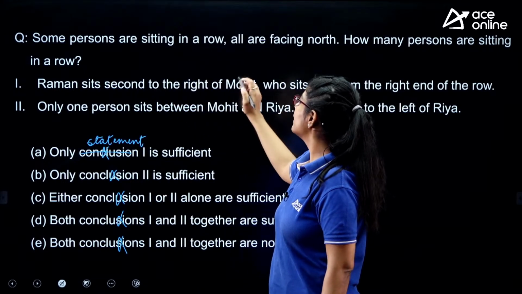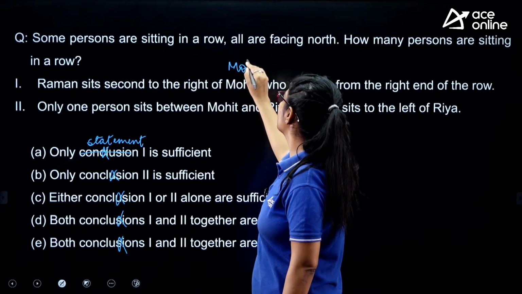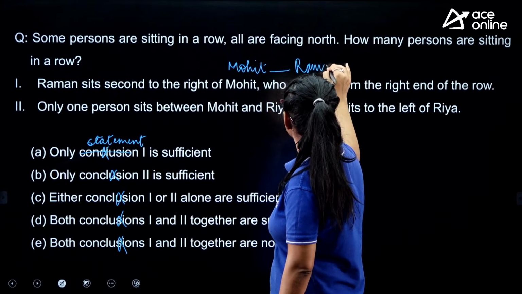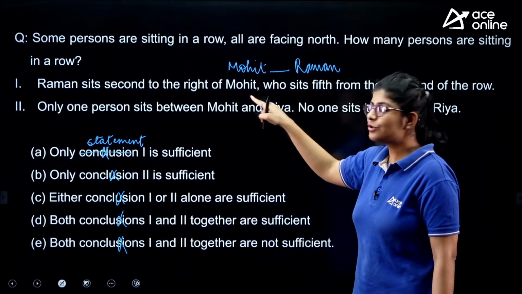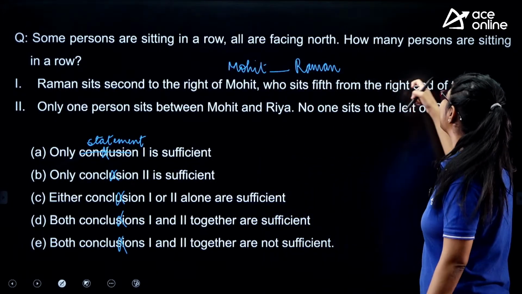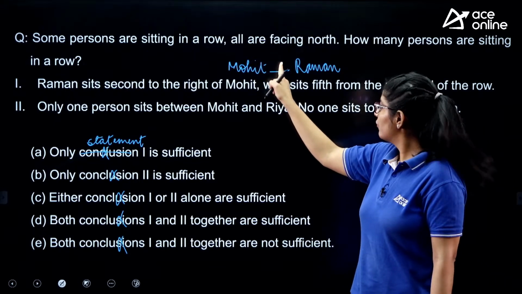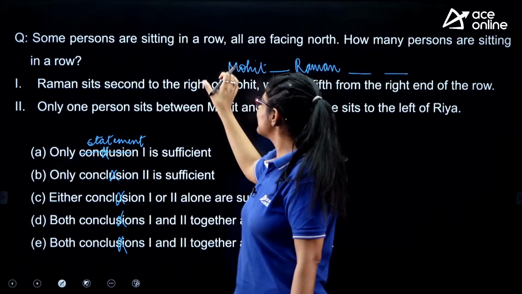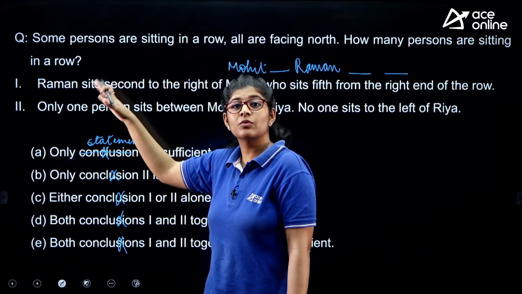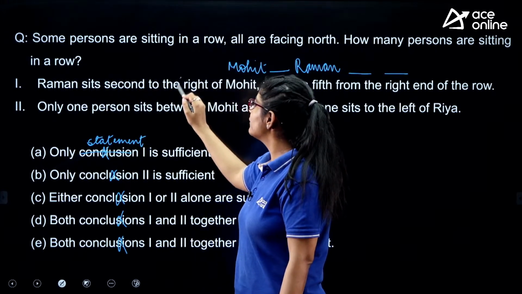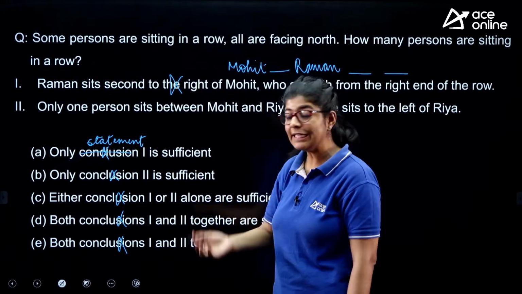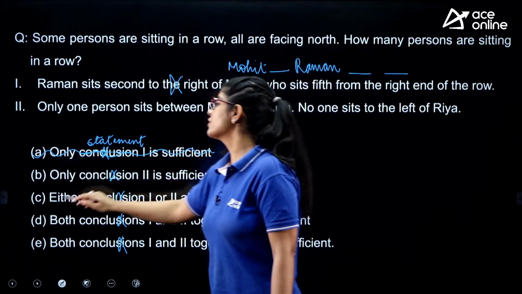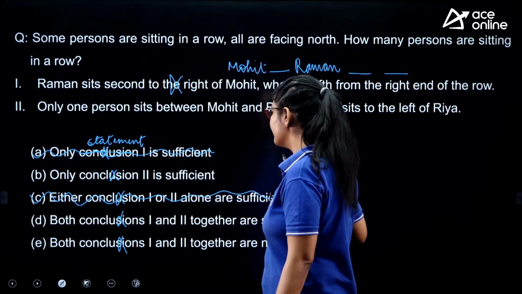Raman sits second to the right of Mohit. Okay, so if we are having Mohit like this, then here we are having Raman, right? Who sits fifth from the right end of the row? If this is the fifth, fourth, third, second, first. But we are not aware about this data, how many persons are sitting to the left of Mohit. So with the help of this data, we can't determine the exact number. So option number A is eliminated, right? And option number C is also eliminated.